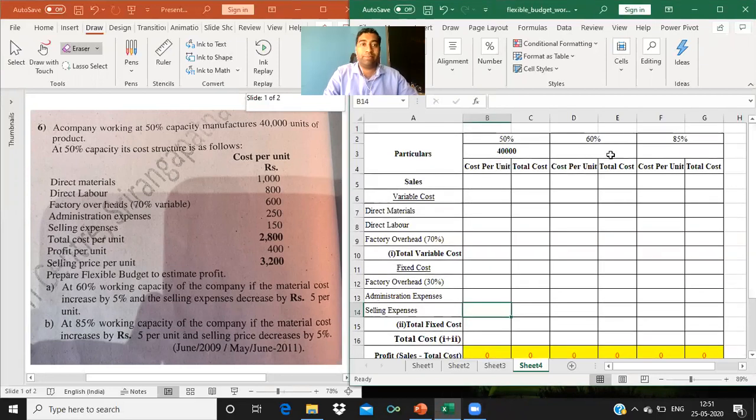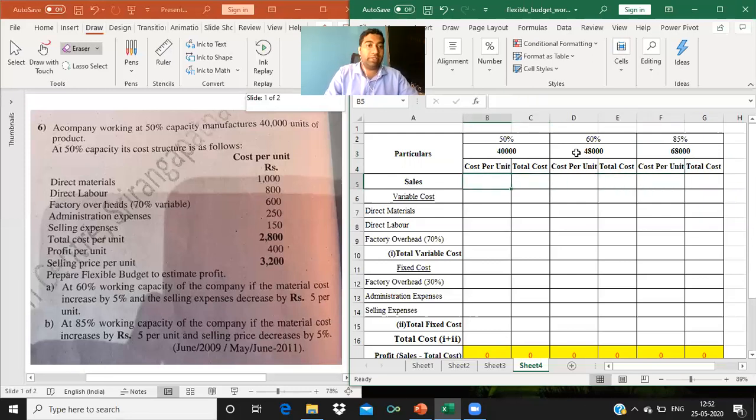So here you can see at 50% capacity, 40,000 units is given. So that is given in the problem itself. Next, we need to calculate at 60% capacity, how many units are produced. So it will be 40,000 divided by 50% into 60%. It will be equal to 48,000 units. Similarly, for 85% capacity, it is 40,000 divided by 50 into 85%, we got 68,000 units.